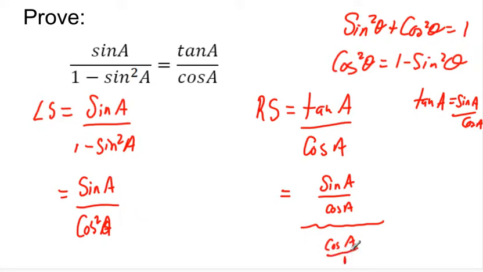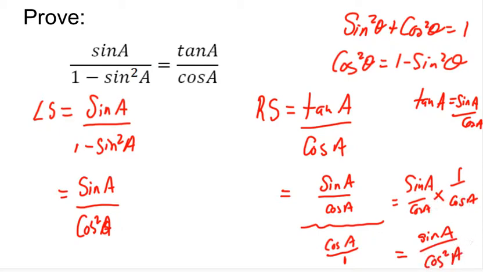This fraction's denominator is 1, and so I'm really taking sine of A over cos of A, which is really that numerator, and I'm going to multiply by the reciprocal of this, which is 1 over cos of A, and see what I get? Multiply my numerators together, I get sine A. Multiply the denominators together, I have cos A times cos A. That's cos squared of A.